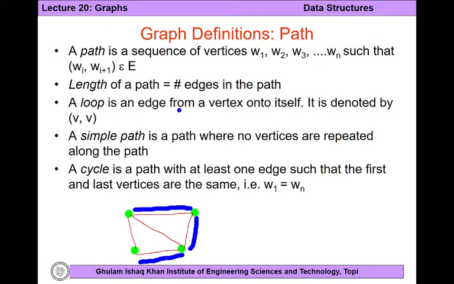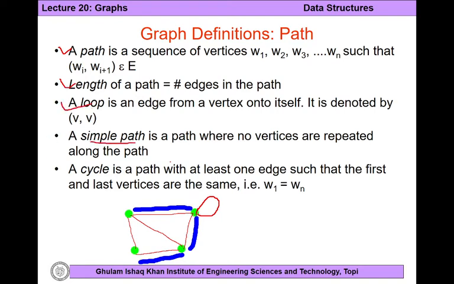A loop in the graph is an edge from a vertex onto itself, right. So let me try to make a loop using red color. So from this vertex onto itself. Now this is a loop, right? From the same vertex you come back to itself, right? So this is a vertex. So the path concept is clear, length is clear, loop concept is clear, and simple path.